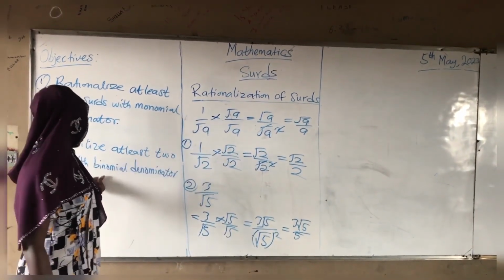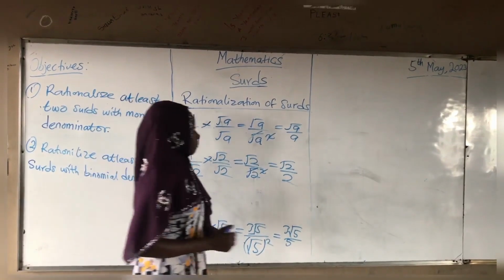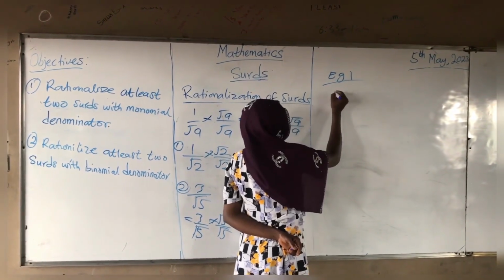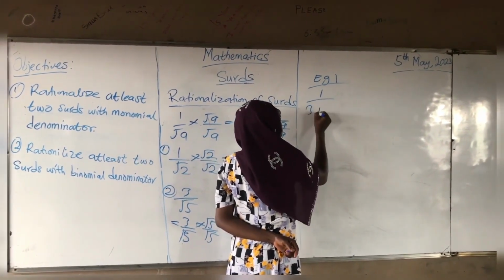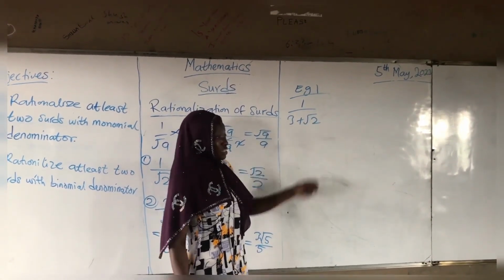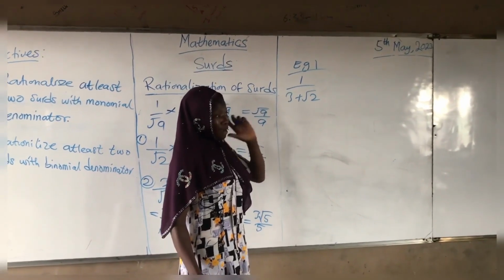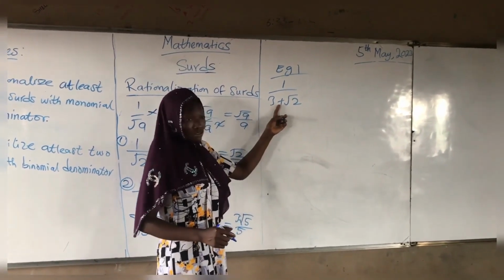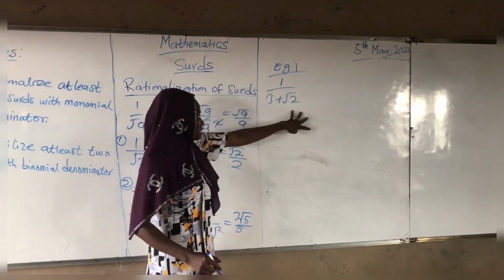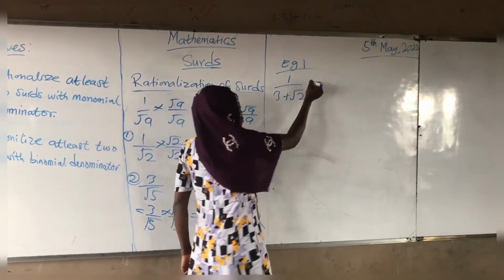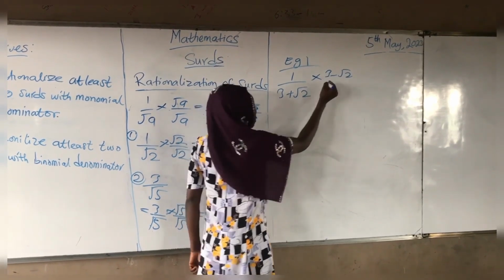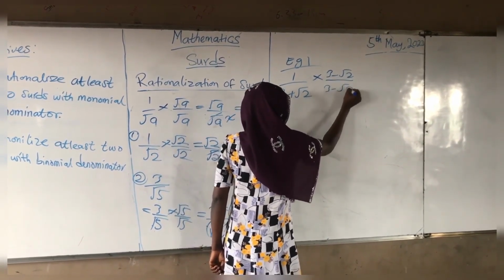So let's continue with the binomial type. For example, let's say 1/(3 + √2). This is binomial because it has two terms. So how do we rationalize this? We learned earlier about conjugate of surds. So we first look for the conjugate of the denominator, and then multiply the numerator and the denominator by the conjugate. This is what I mean. We multiply by 3 − √2, which is the conjugate of this one, all over 3 − √2.